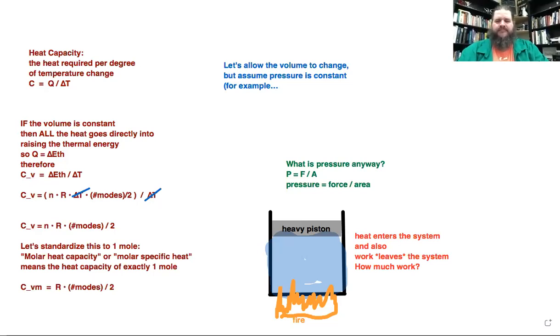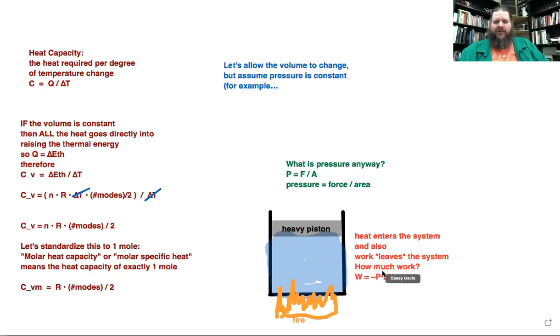For work, it's negative pressure times delta volume. And we can use this formula because pressure is not changing. If the pressure and volume are both changing, this formula doesn't work. You can still use average pressure times change in volume as an approximation. But formally, this formula only works if the pressure does not change, like if you have this weighted piston and you're not pushing or pulling on it any further.